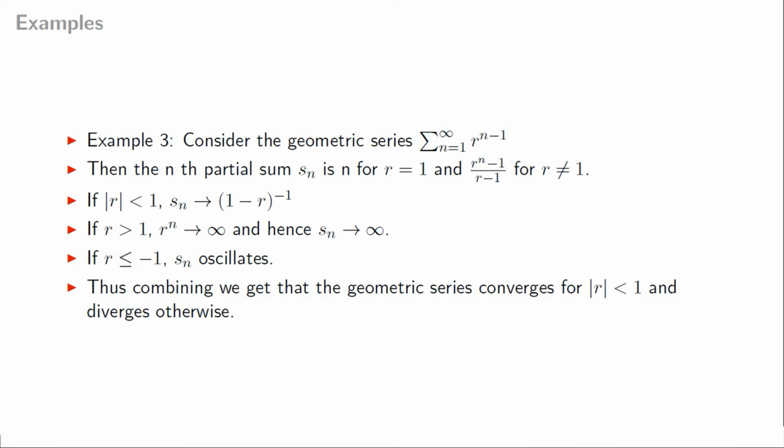However, if r is greater than 1, r^n diverges to plus infinity, and hence Sn diverges to plus infinity. Further, for r less than or equal to -1, Sn oscillates. Thus, combining all these, we get that the geometric series converges for modulus of r less than 1 and diverges otherwise, and the geometric series converges to 1/(1 - r).